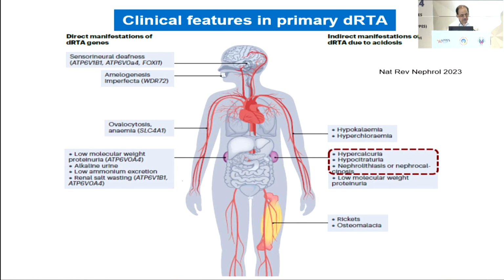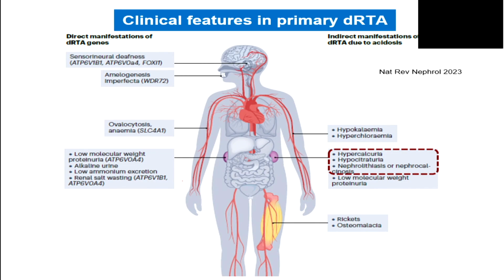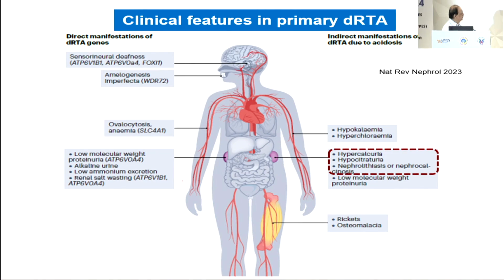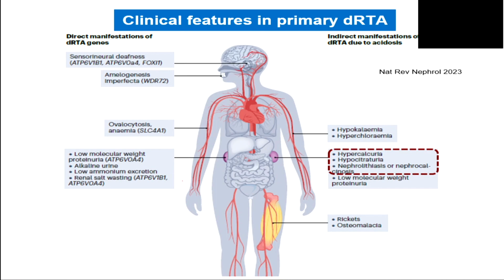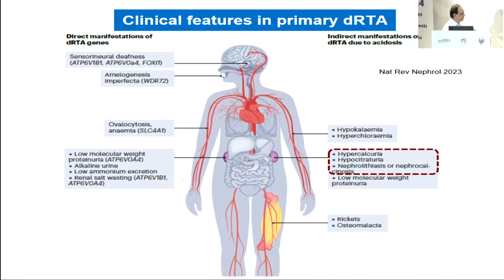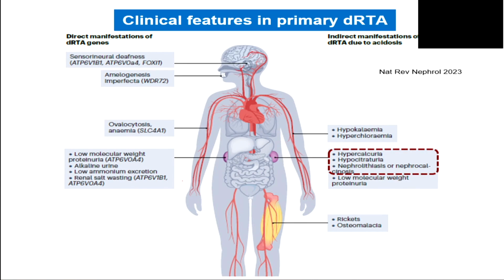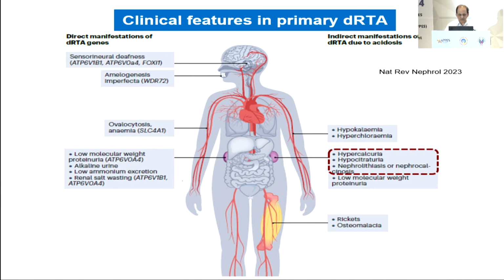So depending on the genetic defect, if you have sensorineural deafness, you can think about certain genes. If you've got amelogenesis imperfecta, then it's more like WDR72. Ovalocytosis or hereditary spherocytosis, anemia with the anion exchanger. And then, other forms can also lead to other forms of clinical symptoms. So this is based on the genetic profile.